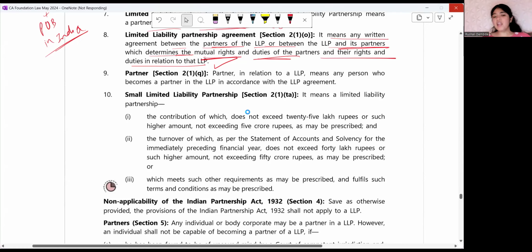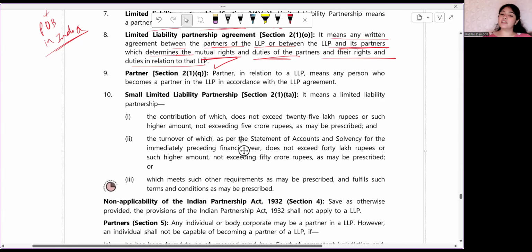Turnover should not exceed 25 lakhs. But if they have prescribed that it can exceed up to 5 crore, not exceeding 5 crore, then also it will be considered. The turnover of which, as per the statement of accounts and solvency of the immediately preceding financial year, does not exceed 40 lakh rupees or such higher amount, not exceeding 50 crore rupees as may be prescribed.